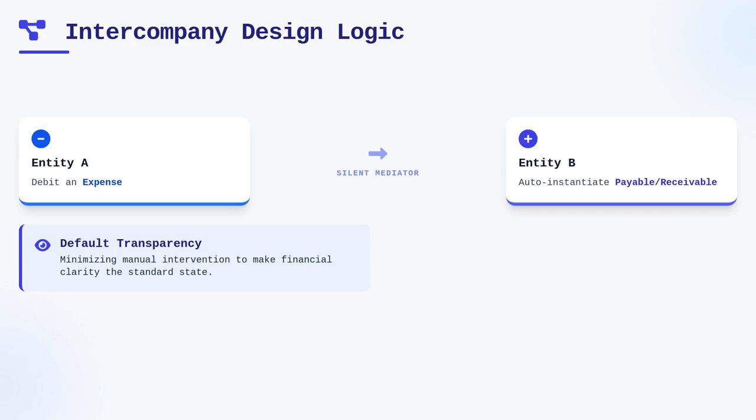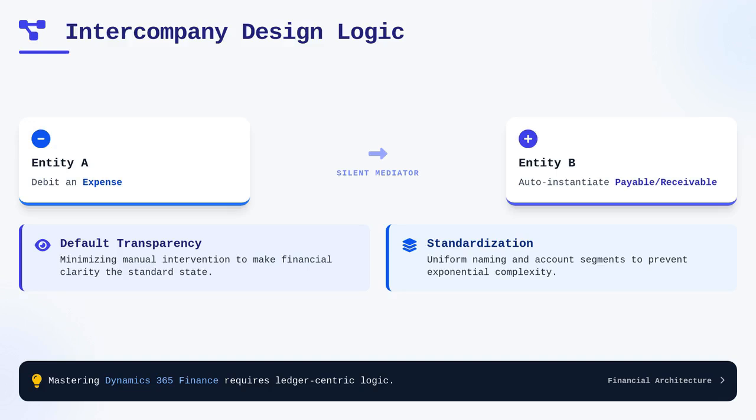It is important to approach these configurations with a focus on simplicity and standardization across the legal entity collection. If your naming conventions or account structures for intercompany dues vary too widely across entities, the complexity of the internal configuration will grow exponentially. Instead, standardized main account segments for intercompany activity provide a predictable, manageable pattern that stands the test of time. Understanding this ledger-centric logic is essential for anyone aiming to master the financial depth that Dynamics 365 Finance offers.